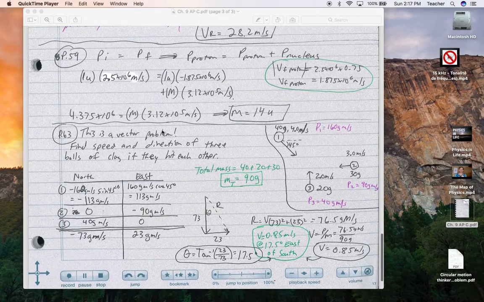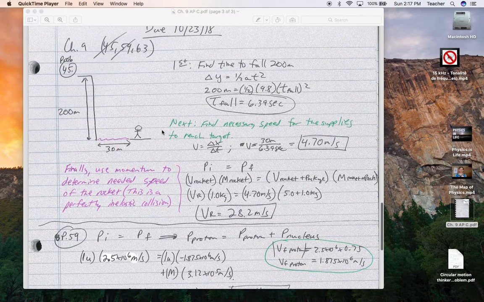45, 59, 63, the last three. I like 45, pretty cool. Someone shooting a package to send to somebody to get rescued. It'd be kind of hilarious if it landed on top of them, but oh well, a little bit risky there. So the first thing is you want to find the falling time. If you know the falling time, then you know this distance. You can figure out how fast the object has to be thrown or shoved across the river to actually make it to the other side in a parabolic type pattern.